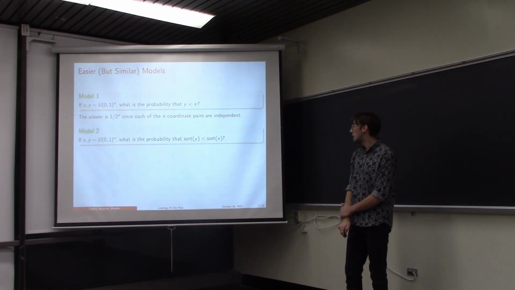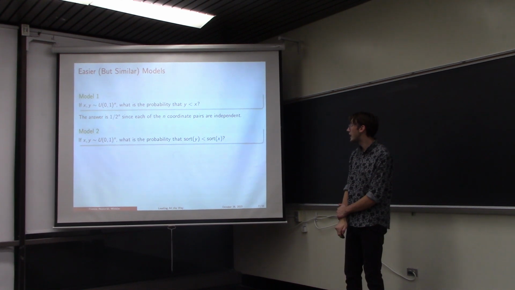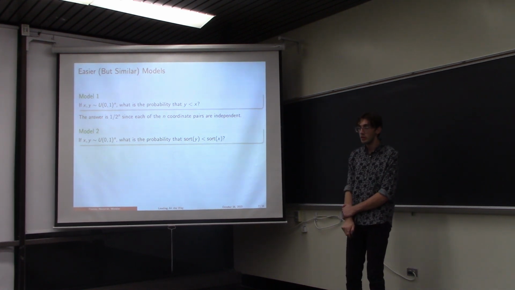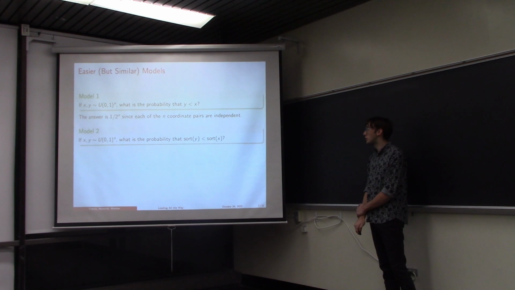The second one's a little bit less obvious. So we're going to take x and y from the same distribution, each element chosen uniformly at random from the uniform.